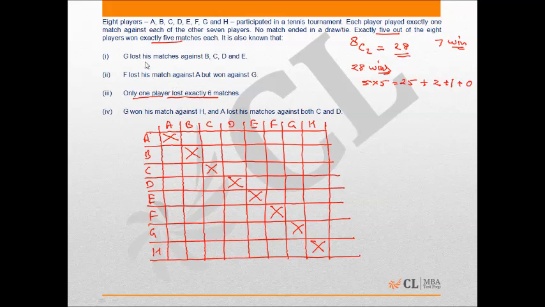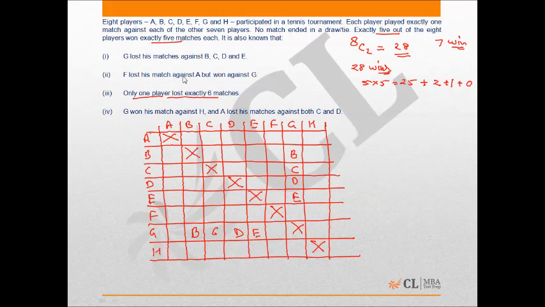Now it's given that G lost his matches against B, C, D, and E. So in the row in which G is there, when there is a game between B and G, B wins. Similarly, C and G, C wins. Here D and it will be E. Similarly, in this column, it will be written as B, C, D, and E.